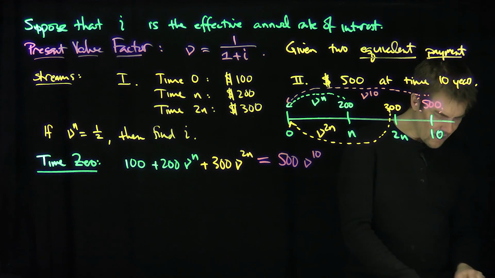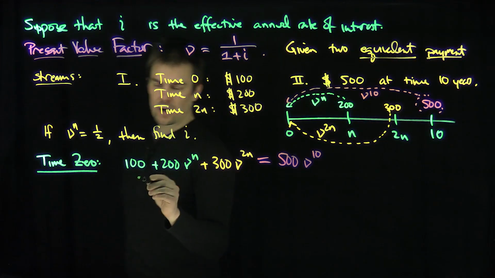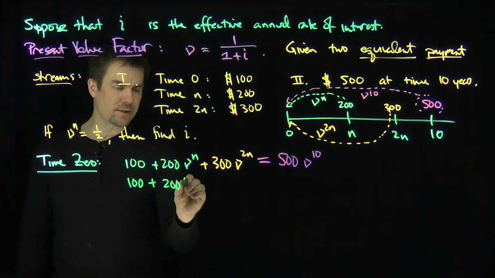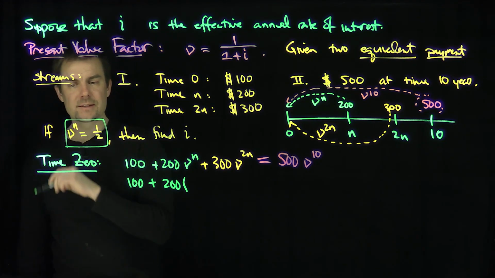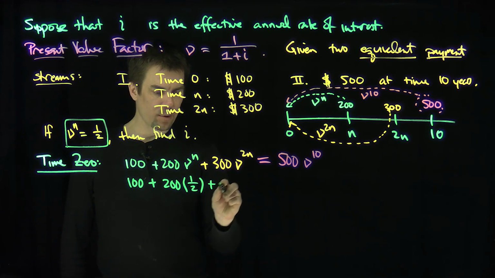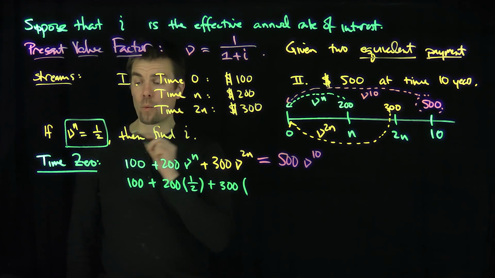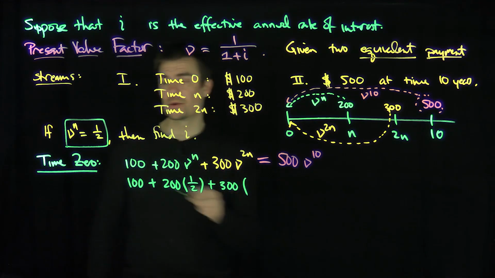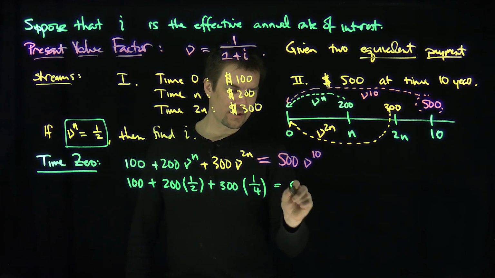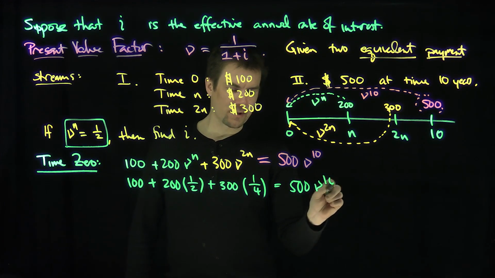Okay, and so now how do we solve this equation? Well, I know what these things are. This is going to be 100 plus, now this is going to be 200. By assumption, nu to the power n is given to us as 1/2, right? So that's going to be a 1/2, and then plus 300, and then I'm going to have a 1/2 squared because nu to the 2n is 1/2 squared. So that's going to be 1/4. This is equal to 500 nu to the power 10, okay?